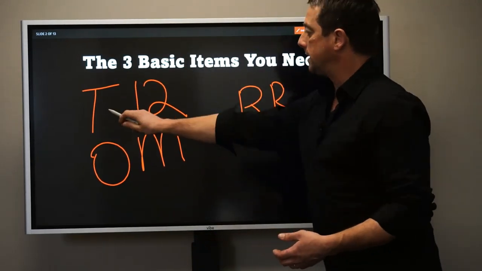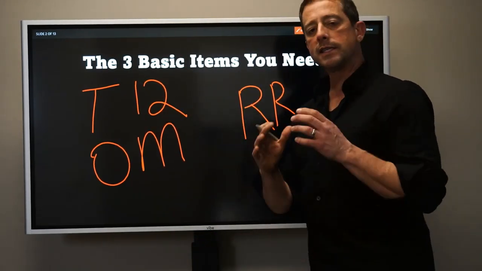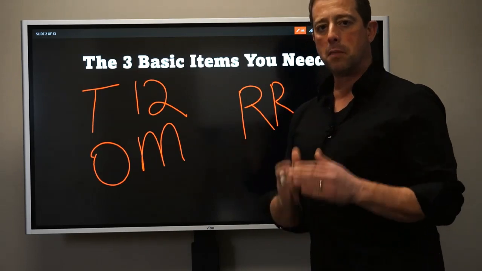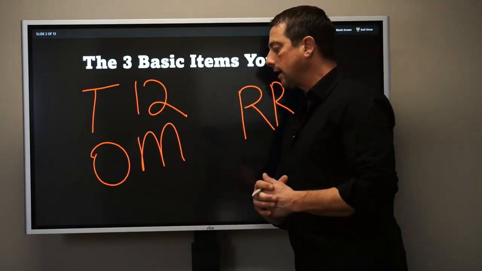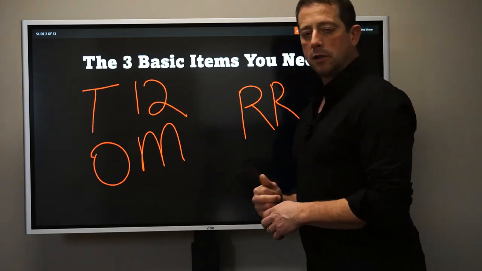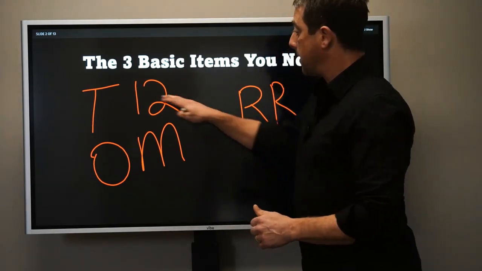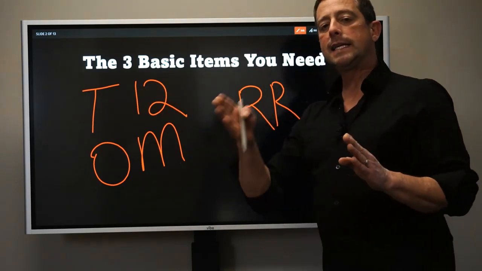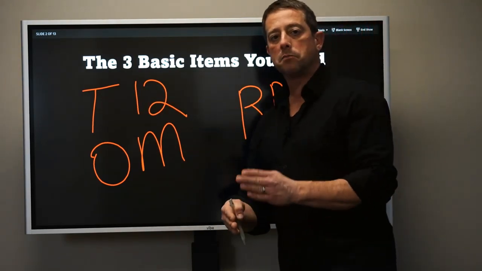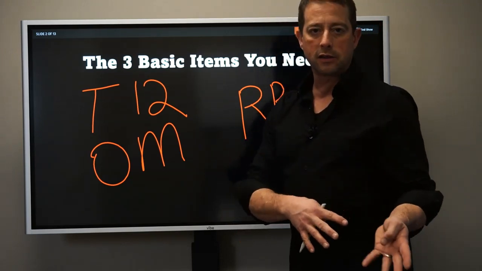All right, so the T12 or trailing 12, this is a profit and loss in the month-to-month format. We went over this a little bit in the last analysis video, and I'll cover this a little more in a few slides. But this is a profit and loss in a month-to-month format, extending back from the last month that was closed out in the seller's books.